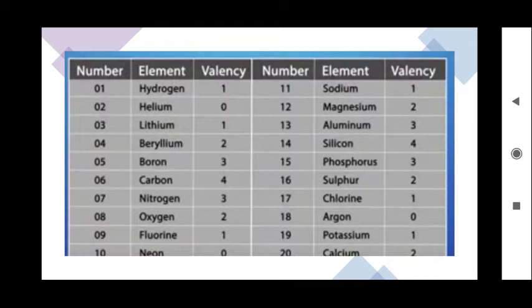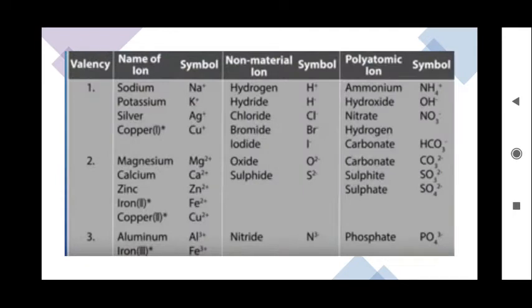Now here some of these are not atoms, they are called ions. We have already discussed what ions are. If an ion is present, what will be its valency? For example, sodium ion, potassium ion, silver ion and copper ion, along with hydrogen, hydride, chloride, bromide, iodide, all of these have valency 1.